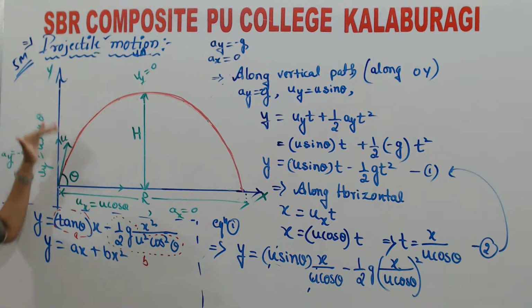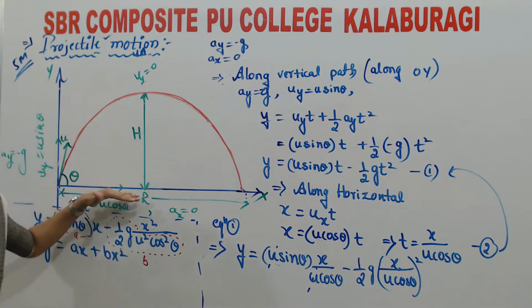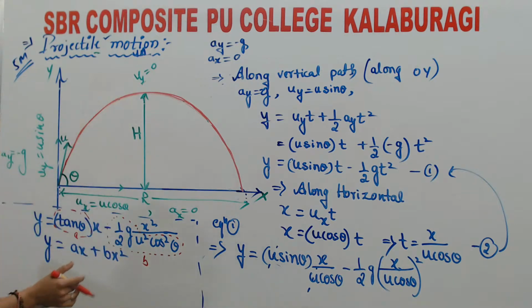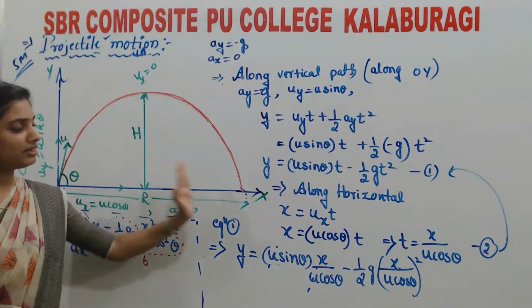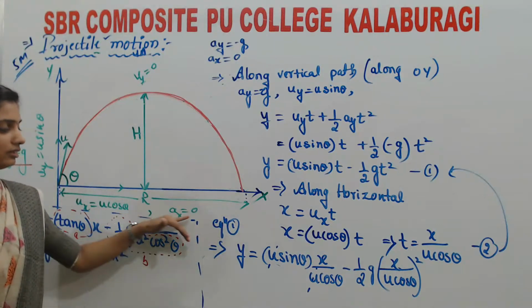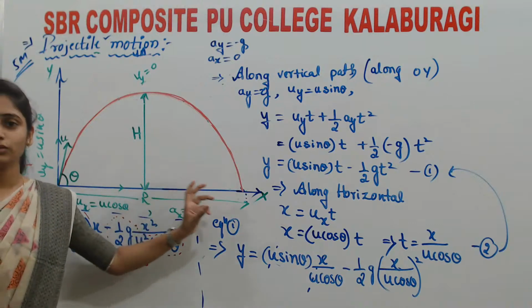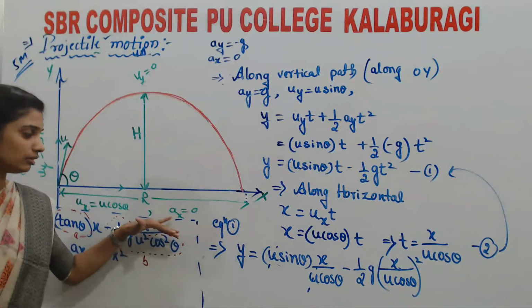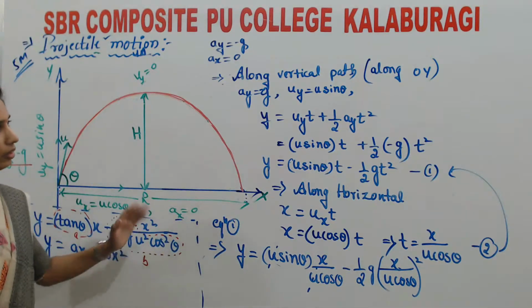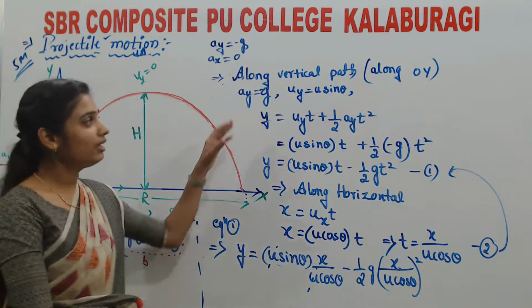As it is moving under gravity only, the acceleration will be along the vertical. That is, acceleration ay equals minus g if I take the upward direction as positive. So the downward acceleration is minus g. Now, what is the acceleration acting along the horizontal direction? That is 0. Why? Because there is no force giving acceleration to the motion of the body along the horizontal direction. So that's why ax equals 0. Now, what do we have to write?